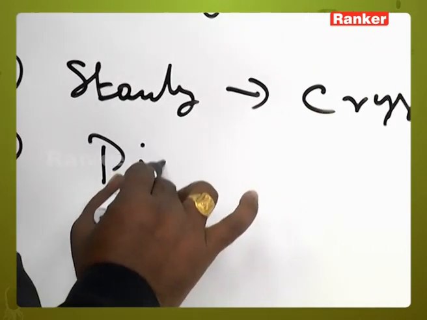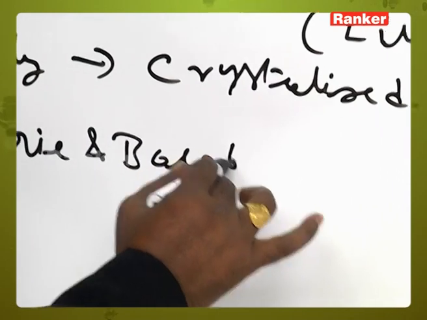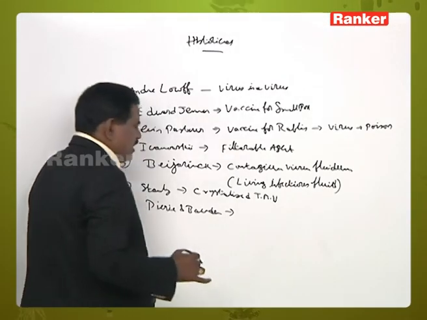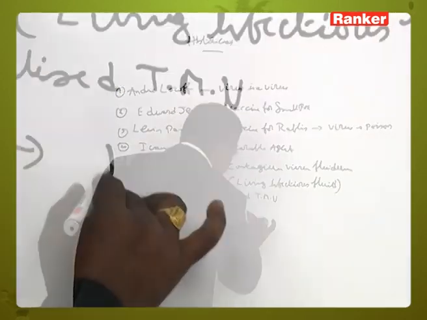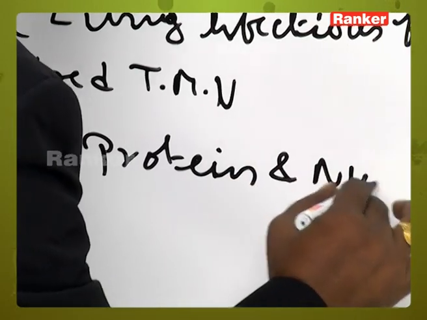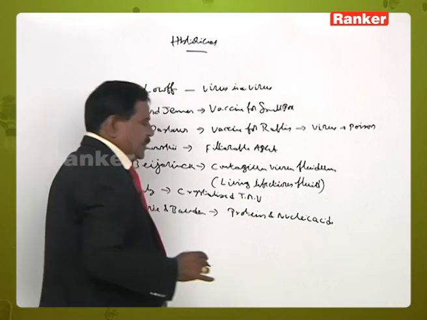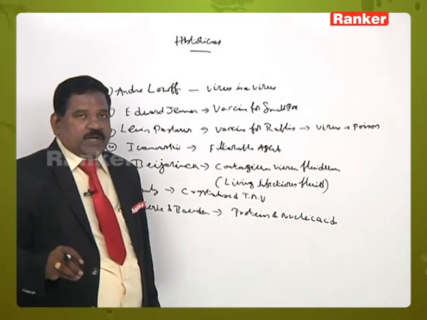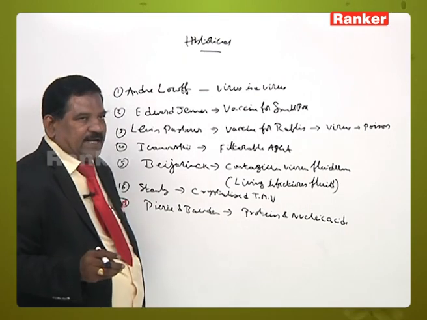Bawden and Pirie examined the chemical nature of virus and stated that they are composed of proteins and nucleic acids. That means chemically they are nucleoproteins. This was first stated by Bawden and Pirie.